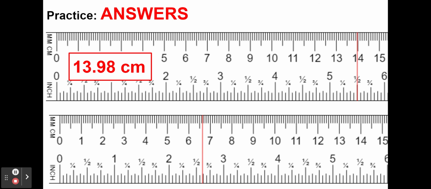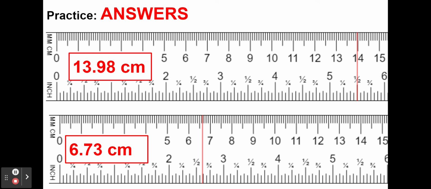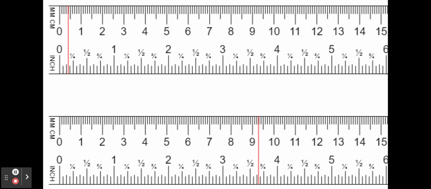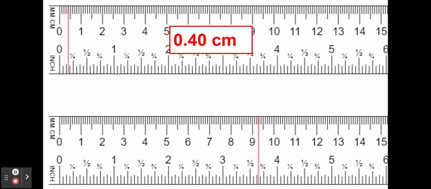If I look at the next one, I definitely know it's at least 6. It looks like it's definitely 6.6. And I estimated then this might be 6.73. If we take a look at the next one, this one is really tiny and it looks like it's falling right on the line. So when I see that something's falling on the line, I'm thinking about the fact that I'm probably going to be ending it with a 0. So for this one, I read that it was 0.40 centimeters.